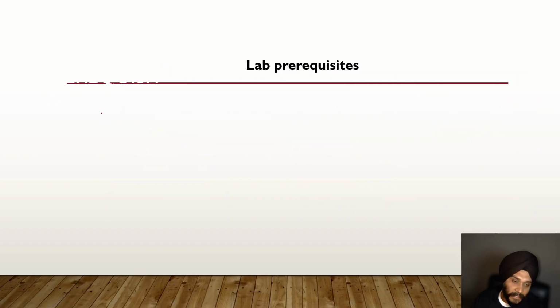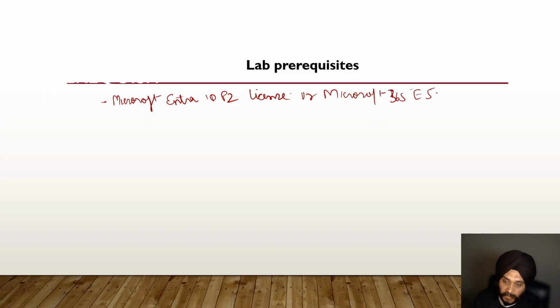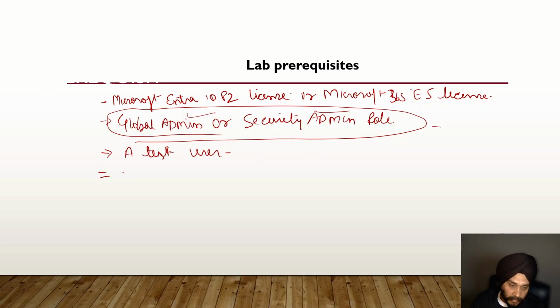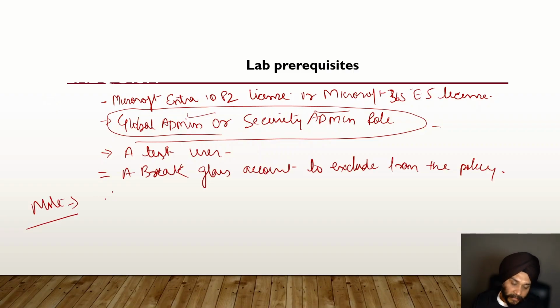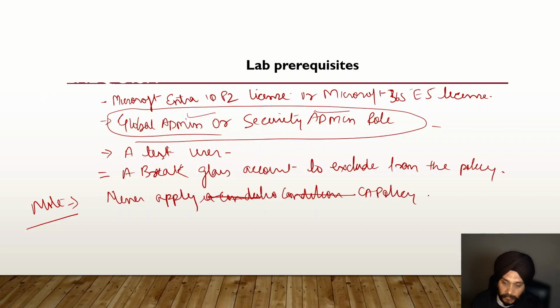For this lab, I'm going to use a Microsoft Entra ID P2 license, or if you already have a Microsoft 365 E5 license, that will also work. You need the global admin or security admin role, a test user to test, and a break glass account to exclude from the policy. Microsoft recommends never applying a conditional access policy to all users without excluding a break glass account.